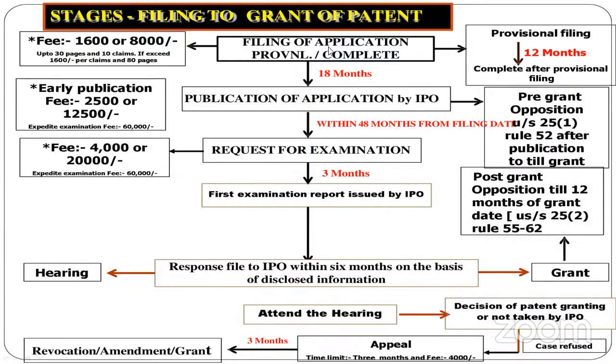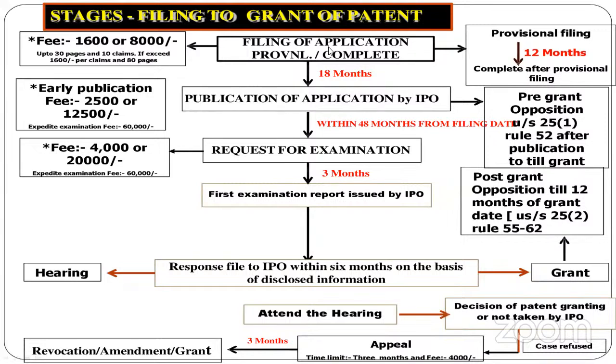After filing the request for examination, your patent application will be examined by the examiner of the controller patent office, and they issue the first examination report. Based on the objections in the first examination report, you have to file a response to the Indian Patent Office within 6 months on the basis of the disclosed information.